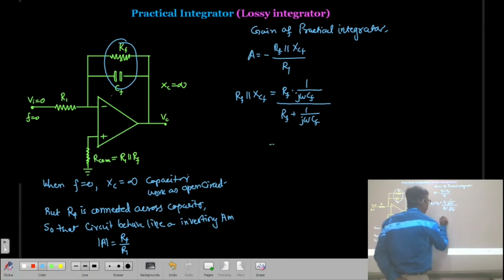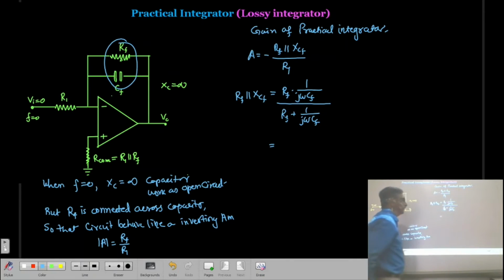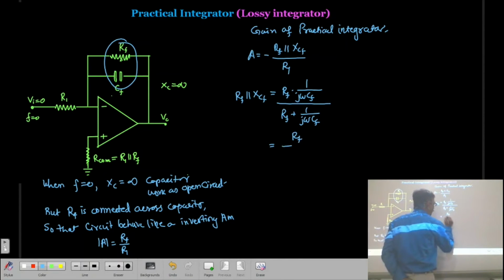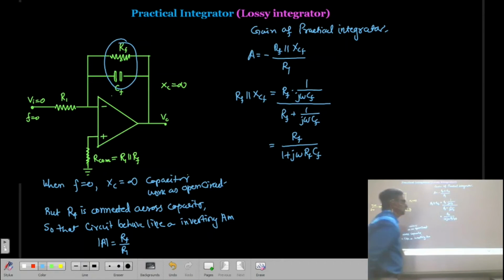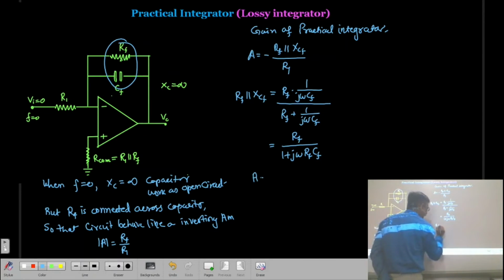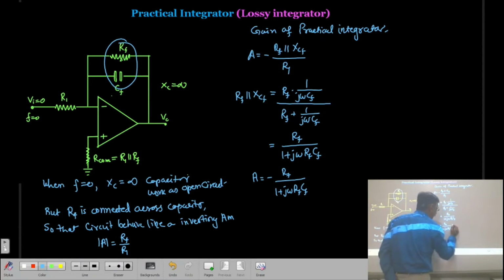Then this will be 1 upon j omega Cf multiplied with Rf, you will get 1 plus j omega Rf Cf, and then it will be cancelled with this. So here you have Rf divided by 1 plus j omega Rf into Cf. Therefore, the gain of the amplifier, if I want to write, then A is equal to minus Rf parallel Xcf, which means Rf divided by 1 plus j omega Rf into Cf, divided by R1.